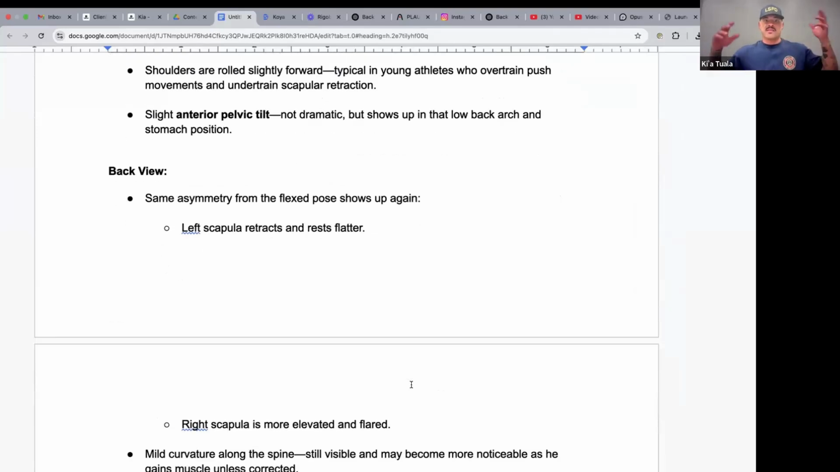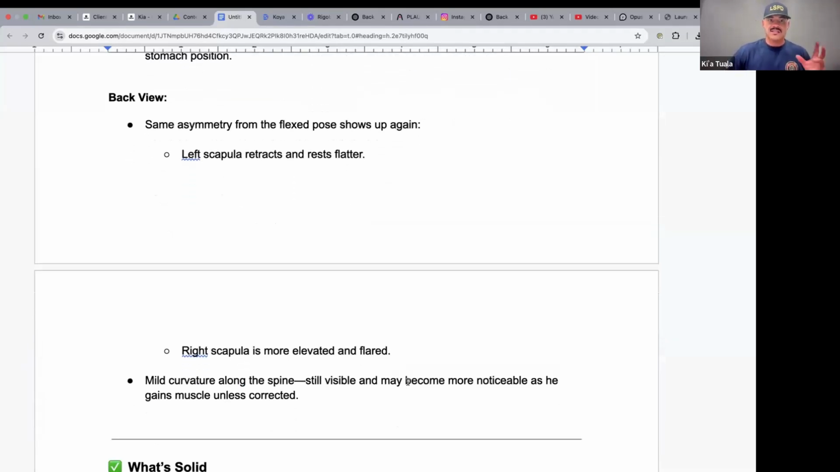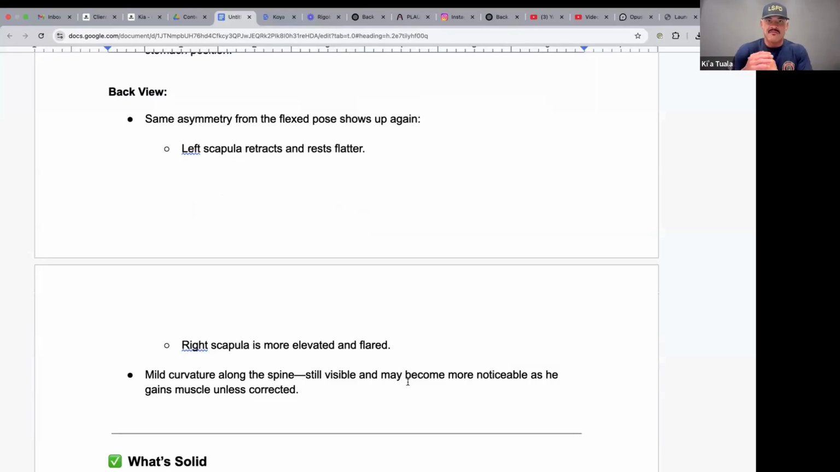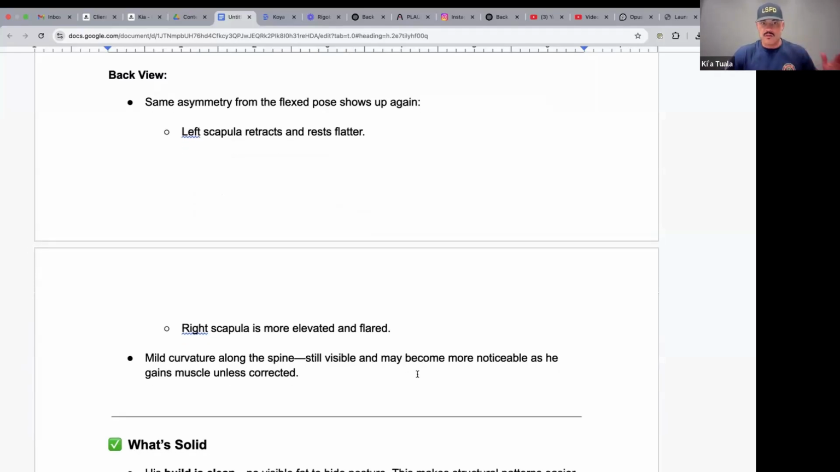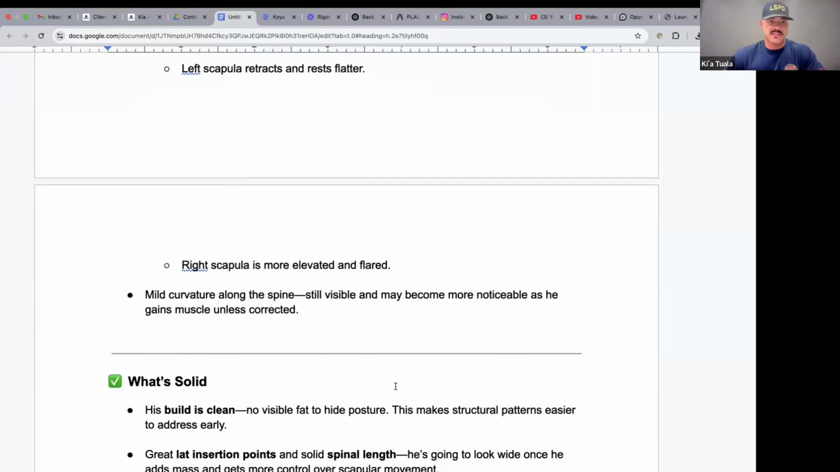In the back view, he's got the same asymmetry from the flex picture that we saw. That left scapula retracts and rests flatter than the right side. That right scapula is more elevated and flared. He's got a mild curvature along that spine. It's still visible and may become more noticeable as he gains muscle, unless it's corrected. That's where some of that corrective exercises will come in.